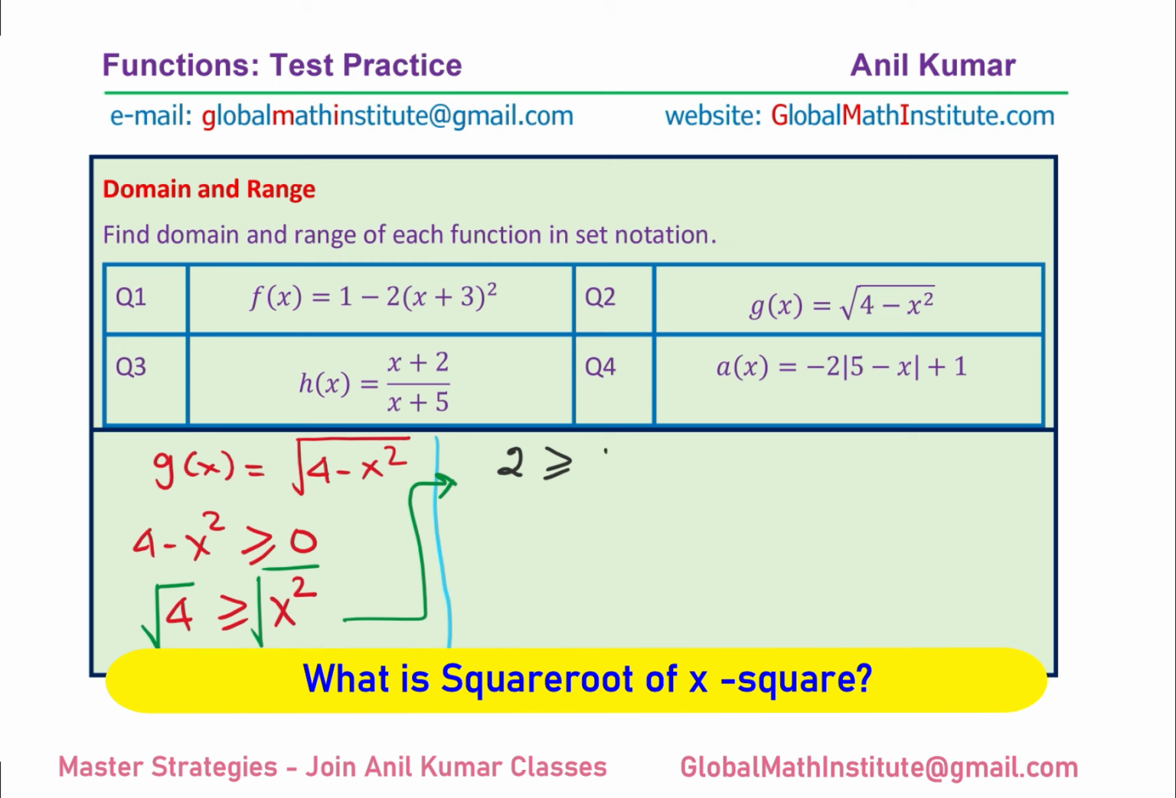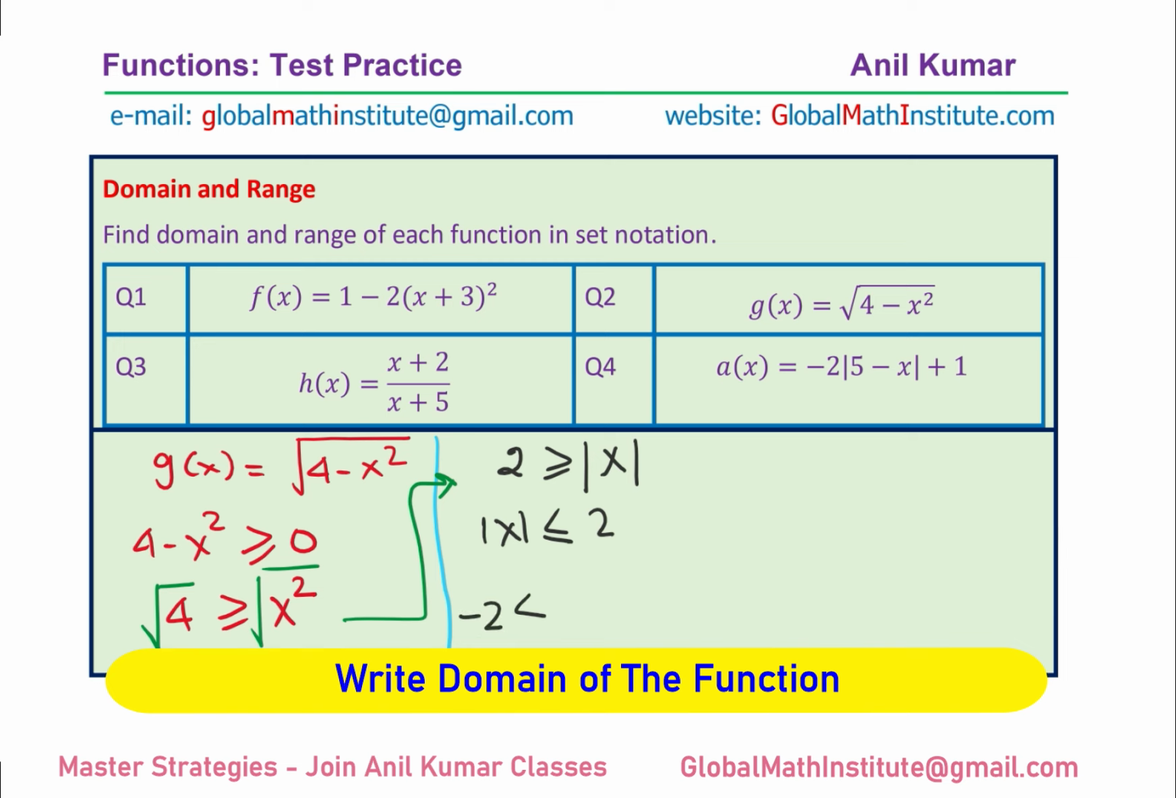Now many students will write this as x, which is wrong. Square root is always positive, so it is the absolute value of x. You get the idea. So that is the correct thing, and that's the reason why you get this question also wrong in your test. Okay, so when I say that 2 is greater than or equal to the absolute value of x, it means the absolute value of x is less than or equal to 2. It means it is within plus or minus 2. You get the idea? So that becomes the domain for this particular function. You get the idea, right?